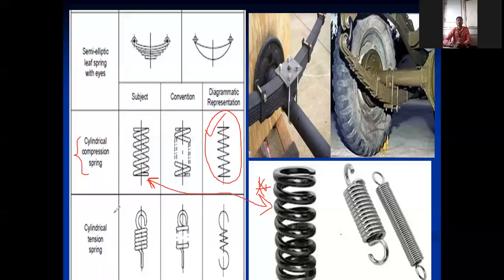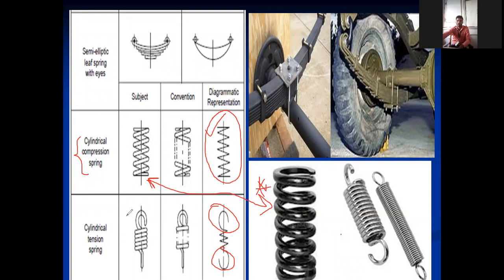Further, cylindrical tension spring will take tension load. So what changes? Here the structure is something like this. Here it is a round shape, something like semi-round we can say. That shape is there here, and at the top and bottom it is straight. The shape is something like this. Okay, then cylindrical tension spring.